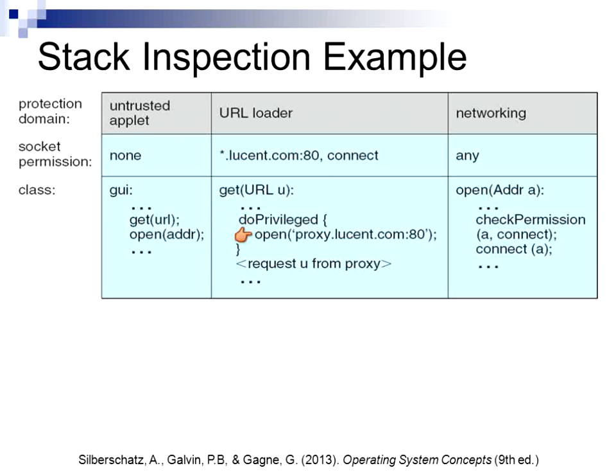And inside that block, it's opening a socket. Okay, so we can see it's opening something on proxy.lucent.com, and it's opening port 80. Okay, and so it has permission. If we look at its permissions, it has permission to do that. It has permissions to connect to lucent.com. Okay, so then, it does certain requests and everything's good.